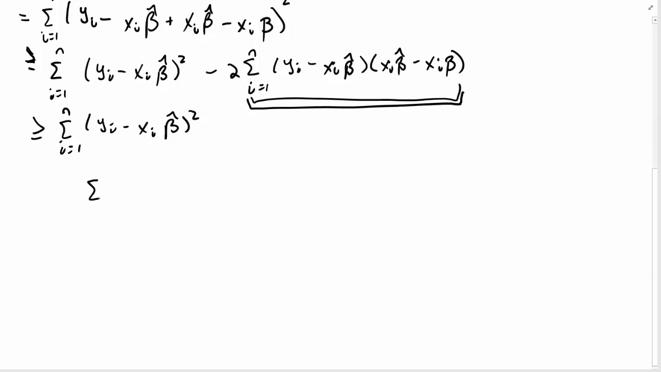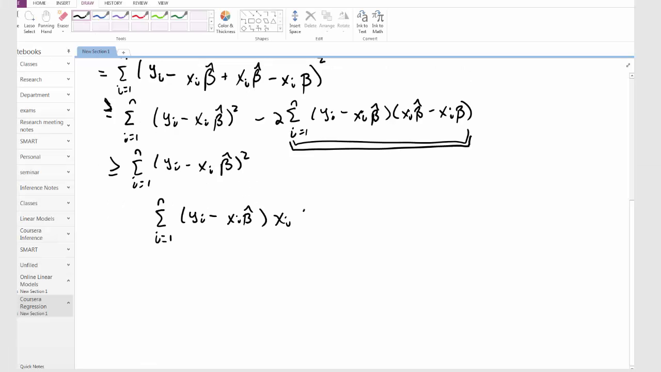So I want to solve the summation i equal 1 to n of yi minus xi beta hat, times xi times beta hat minus beta. I would like to solve that equal to 0.